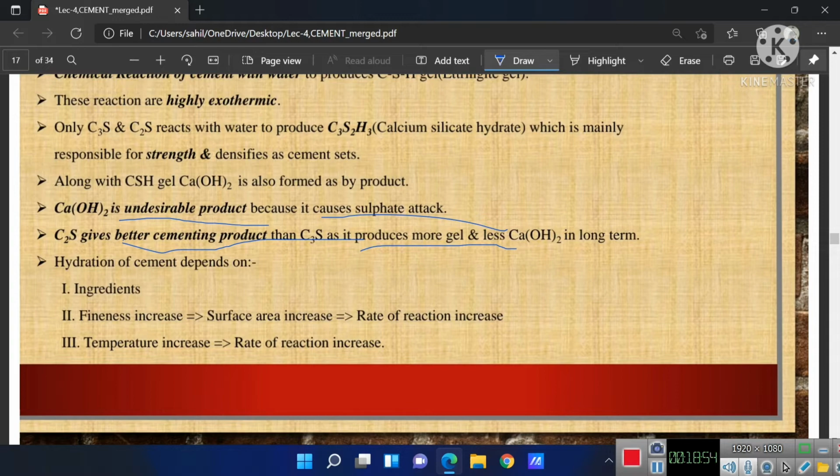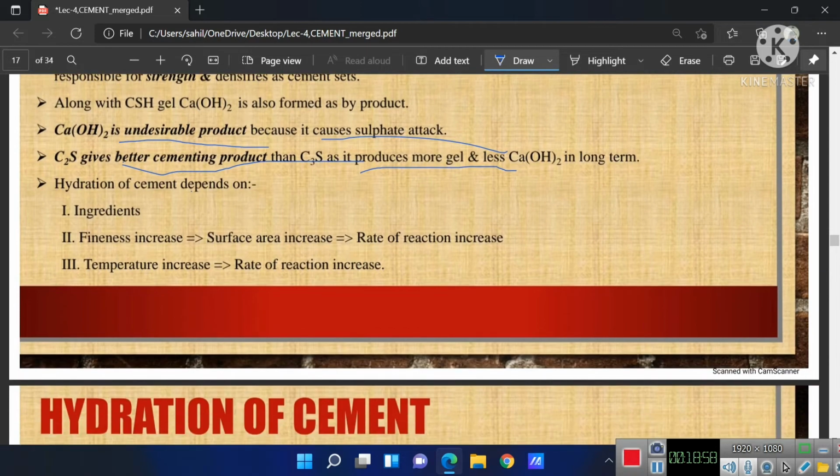Now, hydration of cement depends on various factors. If fineness increases, then surface area increases, and then the rate of reaction increases. And if temperature increases, the rate of reaction increases.